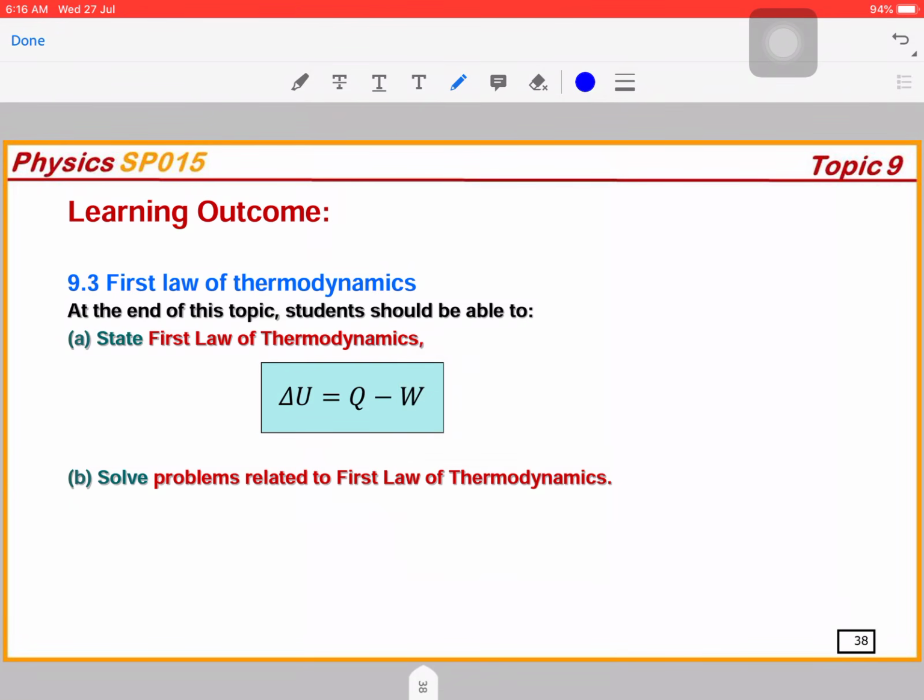Next, we're going to look at 9.3, First Law of Thermodynamics. So the learning outcomes at the end of this topic, you should be able to: A, state the First Law of Thermodynamics. B, solve problems related to the First Law of Thermodynamics.